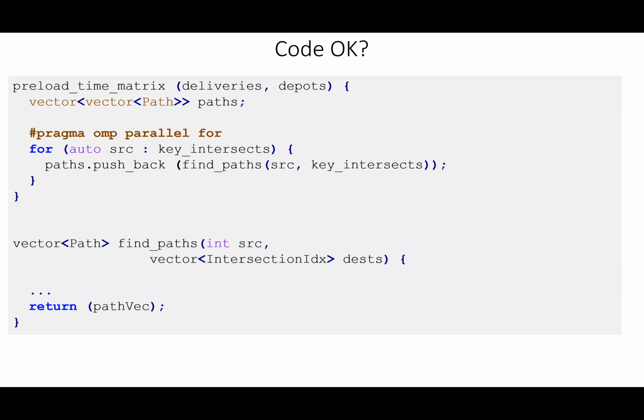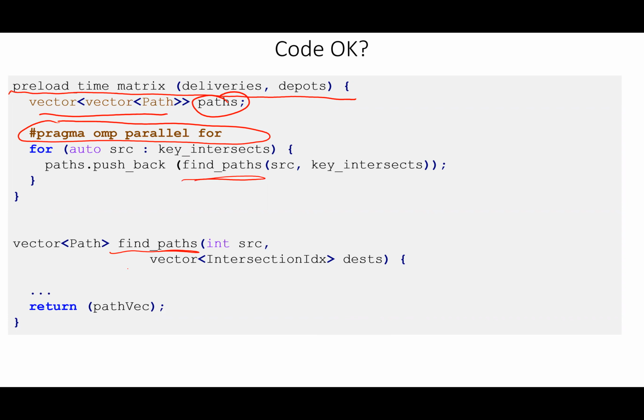Okay, so last few things. Is this code okay? So now I'm looking at this preload time matrix. And I'm calling my matrix paths. So it's just a vector of vectors, right? That's the whole thing I'm trying to load. I'm basically doing it in parallel. And I've been calling this find paths routine, which basically gets me an entire row of that matrix, okay? So that's what this does. It returns a vector of paths. It's like one row of the matrix. From this source to every destination, return a vector of all those paths, okay?